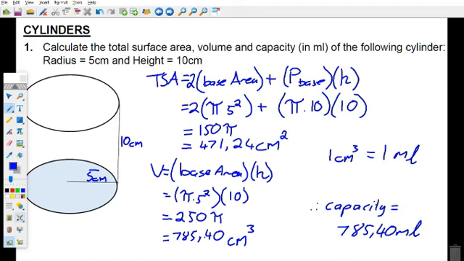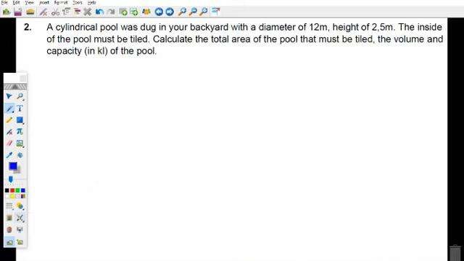We're getting it. All right, so look at the next one now. Okay, it's a word sum. We're going to have to do some stuff. So they said a cylindrical pool was dug in your backyard and so on and so forth. Now, what is my base shape going to be? It's a circle, yes. The word cylinder is there. It's a cylindrical pool. They've given you the diameter of 12 meters and a height of 2.5. So I'll try and draw it out quickly.